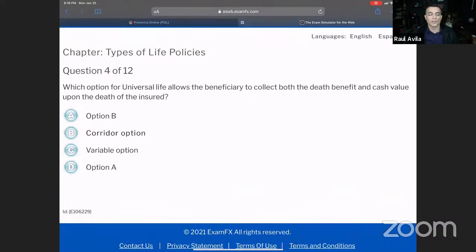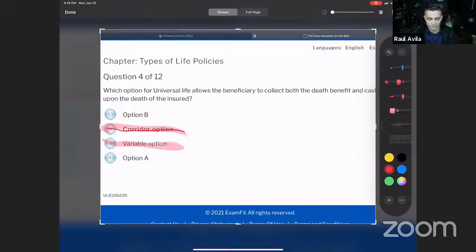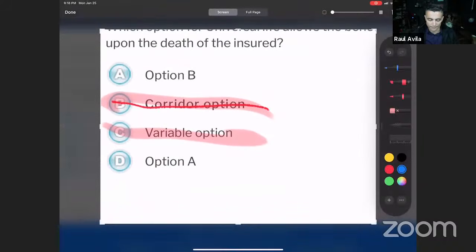Oh, another death benefit option. Which option for universal life allows the beneficiary to collect both the death benefit and the cash value upon the death of the insured? Come on, guys. We just went over this, right? Let me help you. It's for sure not going to be B. All right, so not B and not C. Okay, remember, we just went over this.